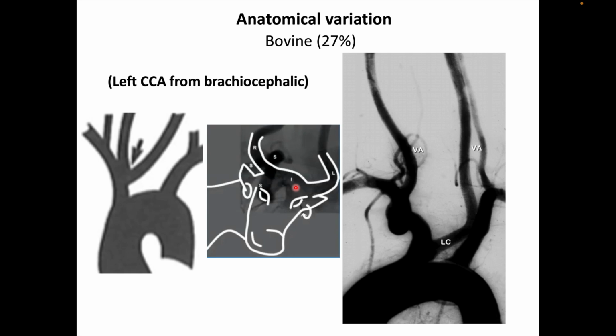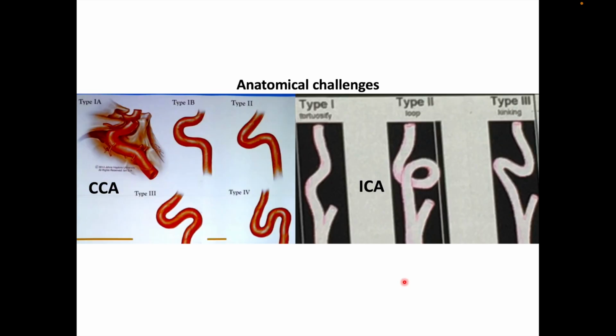Now, there are different anatomical variants. You can have a bovine arch, which is 27% of cases. All that happens is that the left common carotid artery, instead of originating from the aortic arch, originates from the brachiocephalic artery. So that's a bovine arch. And if you see a bovine arch on the CT angiogram before you go in, then you need to think whether you want to come femoral or from the subclavian approach, the arm approach, which would be easier for you.